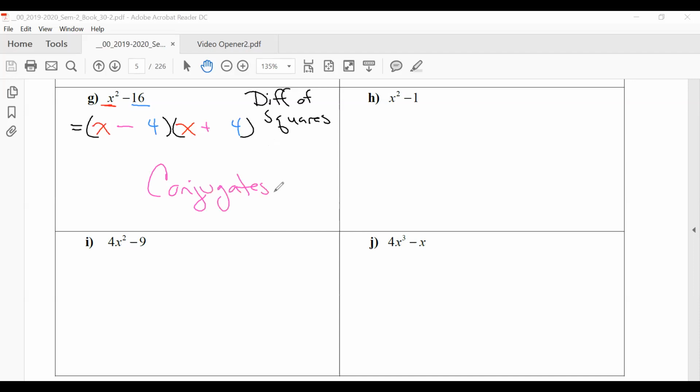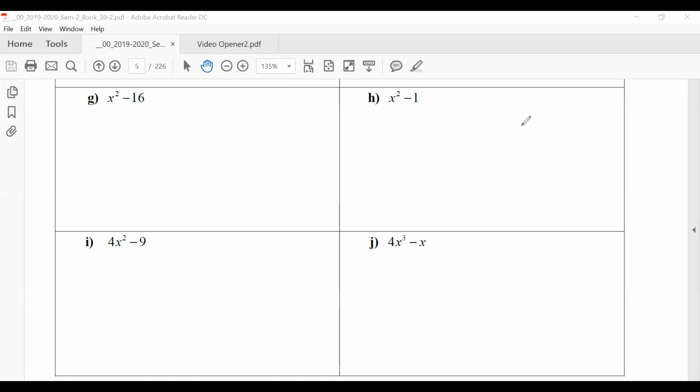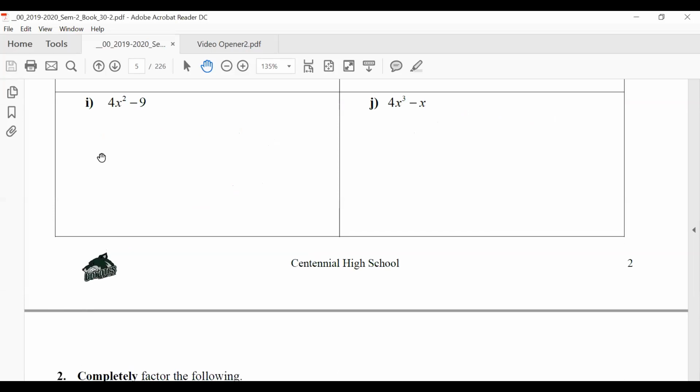All right, let's try another difference of squares. So there's two terms, there's a minus sign in between. It's probably a difference of squares in Math 30-2. What has to give me x squared? Well, that's x and x. What has to give me 1? Well, 1 and 1. And then one will be plus and one will be minus. Difference of squares. So whenever I see two terms with a minus in between, that's what I'm looking for.